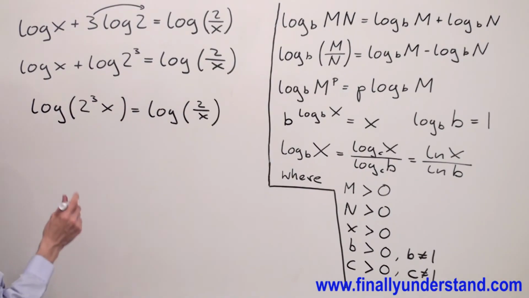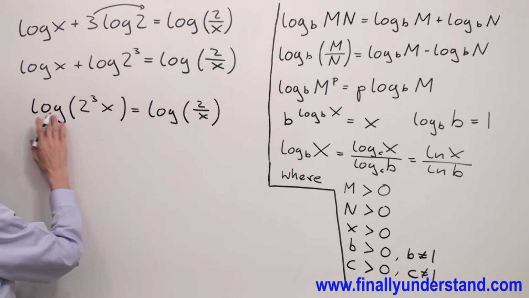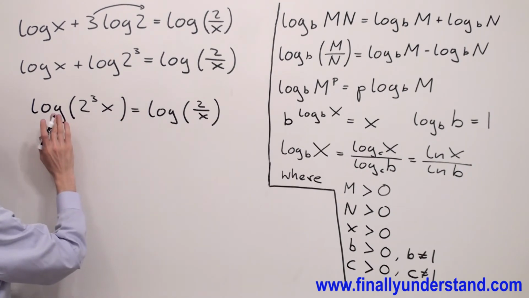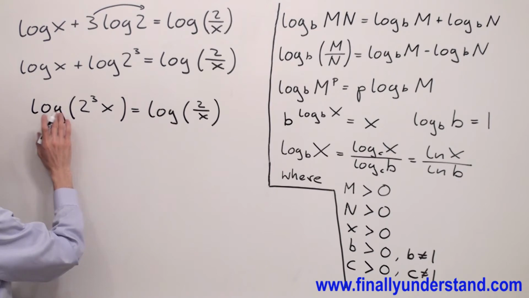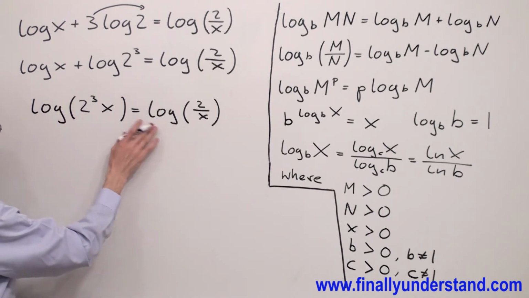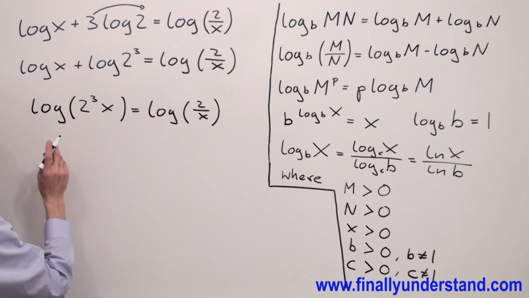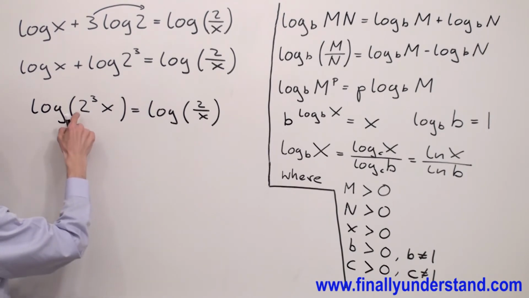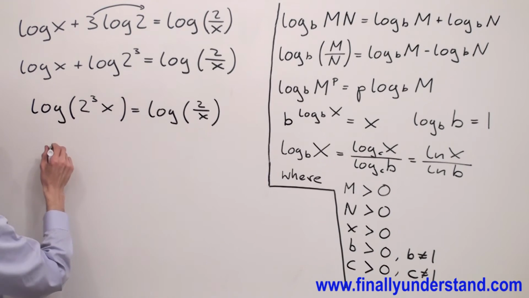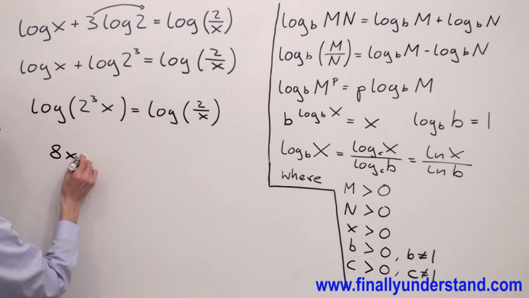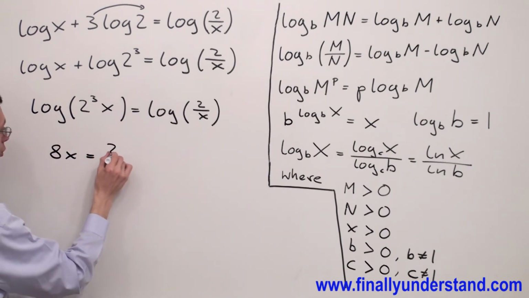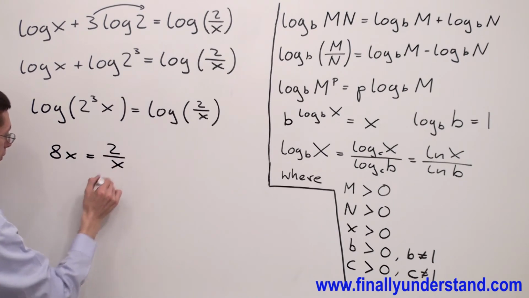When you have a situation that on both sides you have log and log, you can drop these two logs and write your equation without the log. 2 to the third in this case is 8, so 8x equals 2 over x.